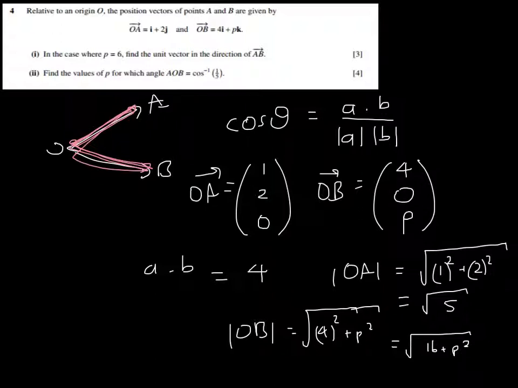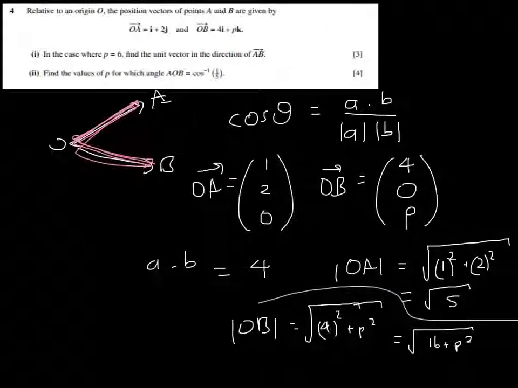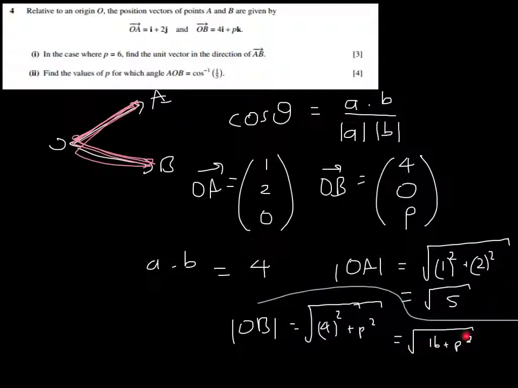And before you get too excited and think, oh, 16 is a square number, and p squared is a square number, no, you are not allowed to square root 16 and square root p squared, because these are joined by an addition sign. We can't do any of that simplifying unless things are joined by multiplication. So we have to leave it how it is. It's the root of 16 plus p squared.